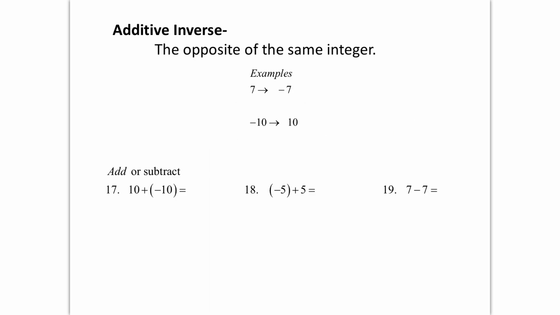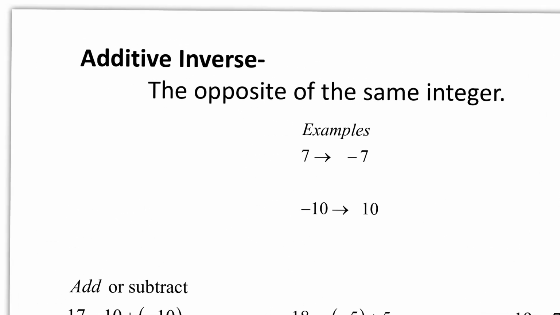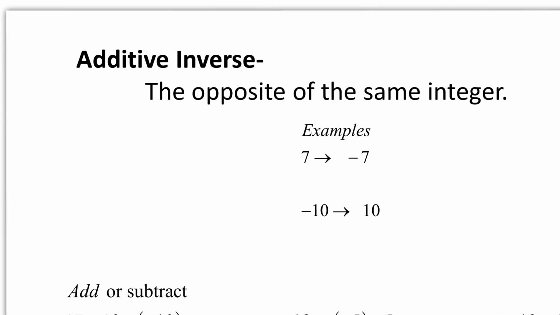And the last thing we're going to talk about is something called additive inverse. So first of all, let's go ahead and understand what an additive inverse is. Those two words, additive, you can kind of already figure that out. Additive is when you add, addition. Inverse means the opposite. So when you look at a number and you find the opposite of that number, that's the additive inverse, and you add that number. So the opposite of the same integer is called an additive inverse.